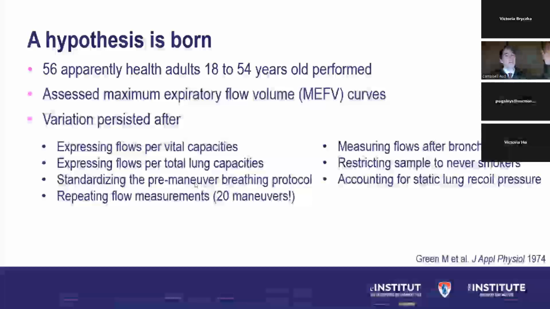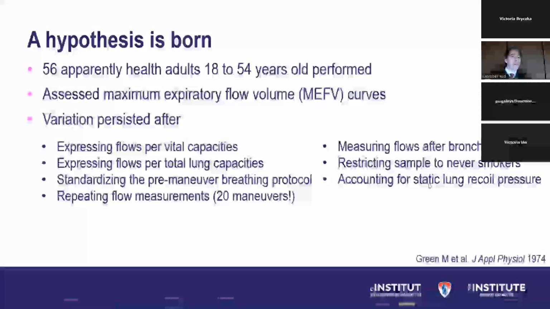So did they take a big TLC before or not? They repeated several flow measurements. Typically, we stop at 8. They went up to 20. They assessed whether it was variation in the level of bronchoconstriction. They restricted to never smokers because, in fact, in the 56 apparently healthy adults, there were some smokers, but not many. And they assessed the lung recoil using gastroesophageal balloons.